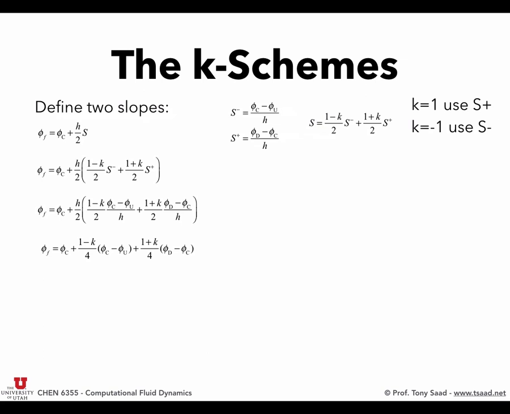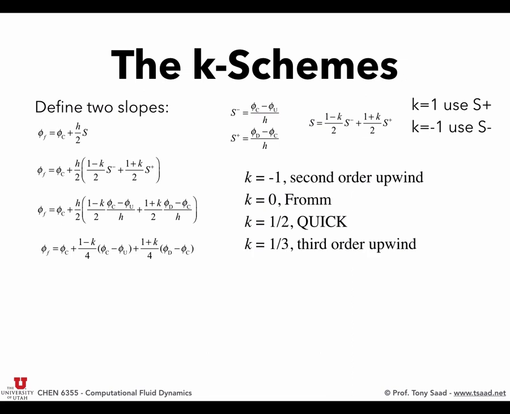Now, something magical happens. When k equals minus 1, you get the second order upwind scheme. When k equals 0, you get the Fromm scheme. When k equals a half, you get the QUICK scheme, an even higher order, fourth order. When k is 1/3, you get the third order upwind scheme, which is even higher order than second order. When you put k equal 1, you get the central scheme.